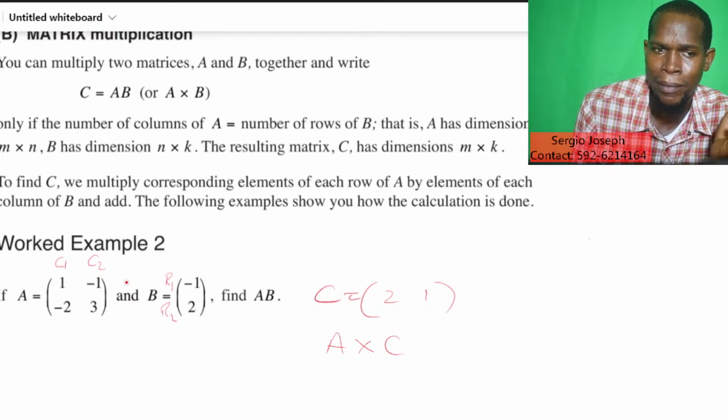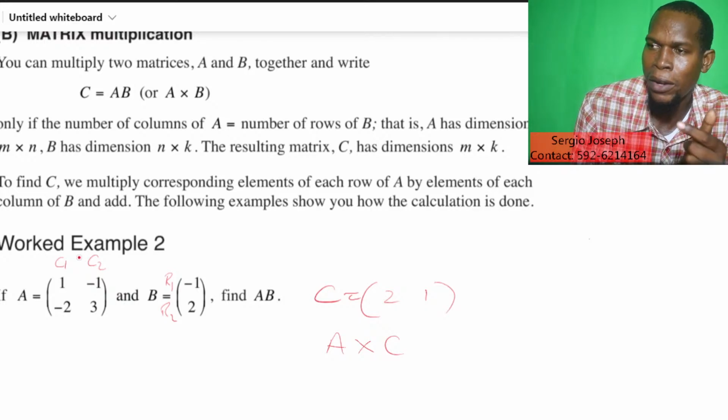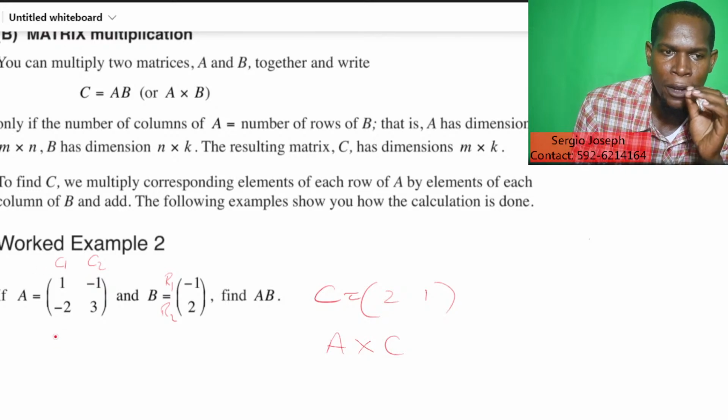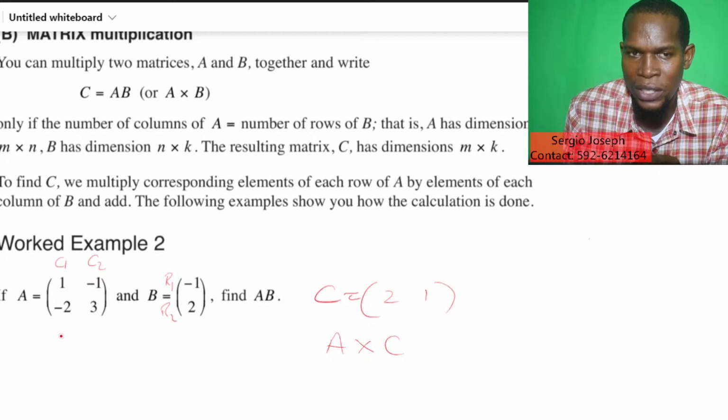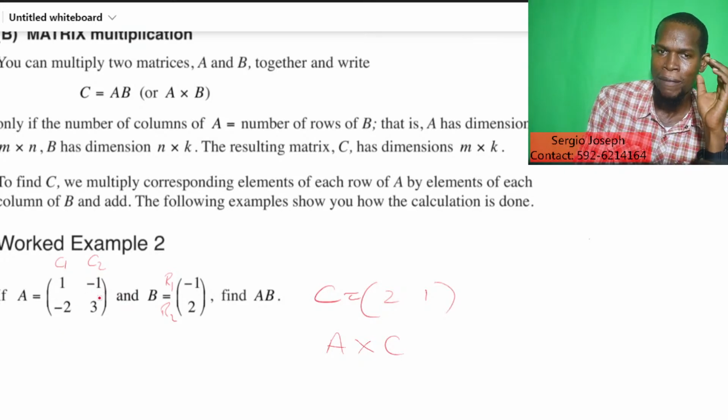Are you getting that concept? You can only multiply two matrices if the number of columns in the first matrix is equal to the number of rows in the second matrix. Let that sink in. So, once you have that concept in your head, then we get on to the little technical part.